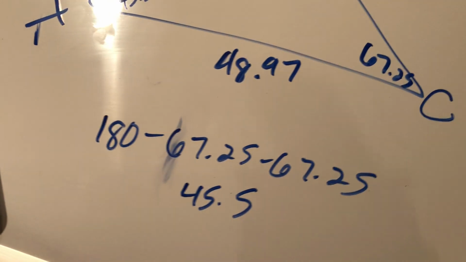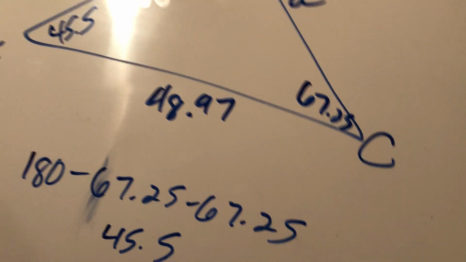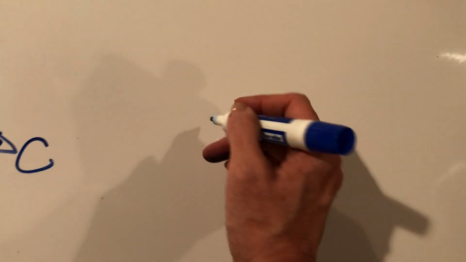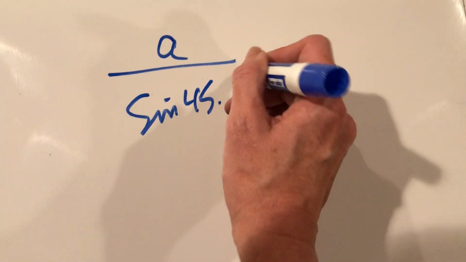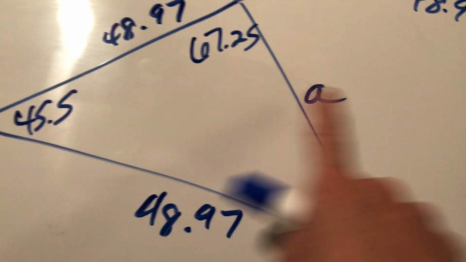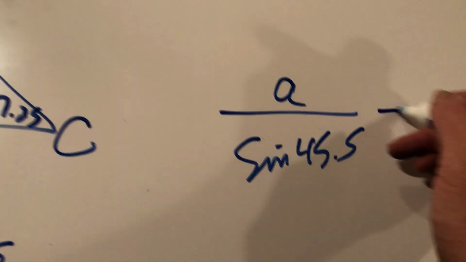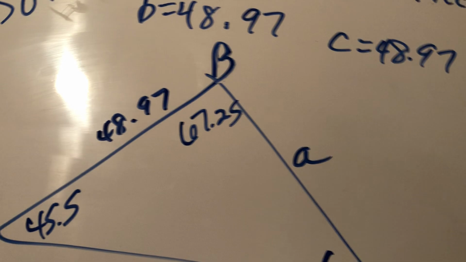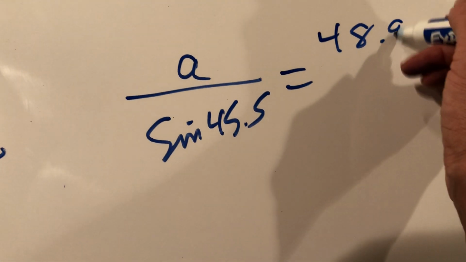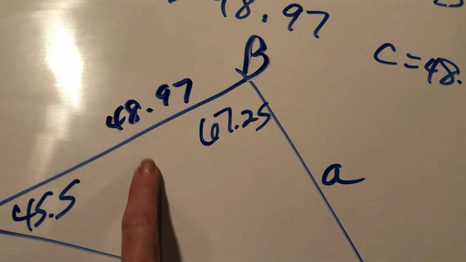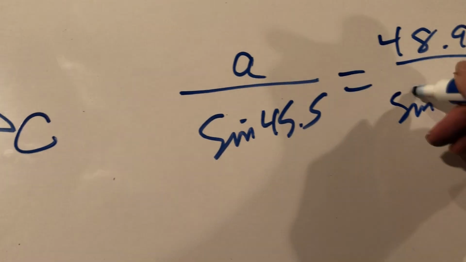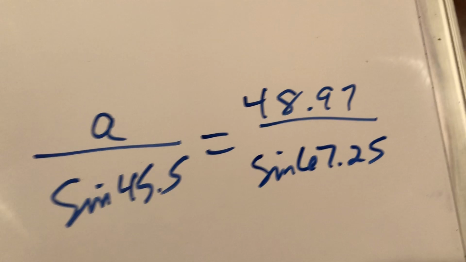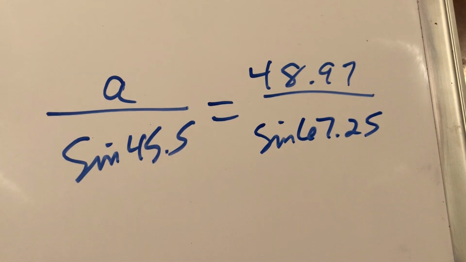So to find side A, little a over sine of 45.5, because that's what angle A is. Side A over angle A equals, and we were given the C's, so 48.97 over sine of 67.25, because that's your angle measure. So there's how it sets up for side A.